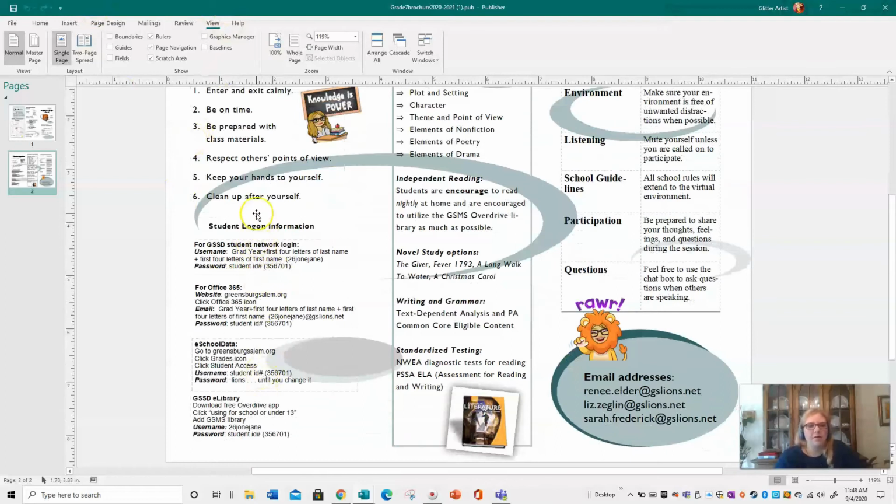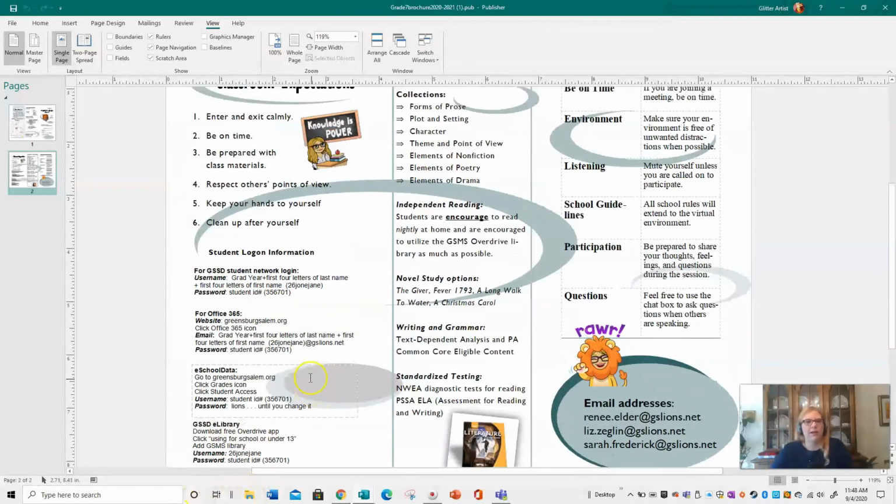These logins are going to be a huge help. So we have put them here for you. This is our network login. This is how to get on your email. This is how to get into your grades. And again, if you have changed your password, you know that password. We can't give that to you. So if you don't know that, you would have to get that reset. And then this is our Overdrive e-library where you can check out books. And there's also audio books available, which are really nice.